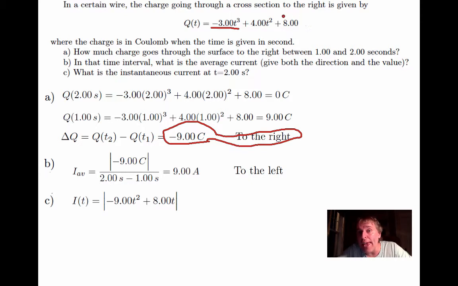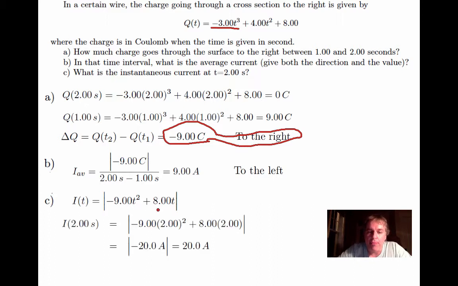The derivative of 8, the derivative of a constant, there's no time there. This is a constant. Derivative of a constant is 0. So we get 0 for that. So the derivative of this function gives minus 9t squared plus 8t. Okay, this is the current at any time. Now, if we want the current at 2 seconds, we just plug t equal 2 seconds into the derivative.